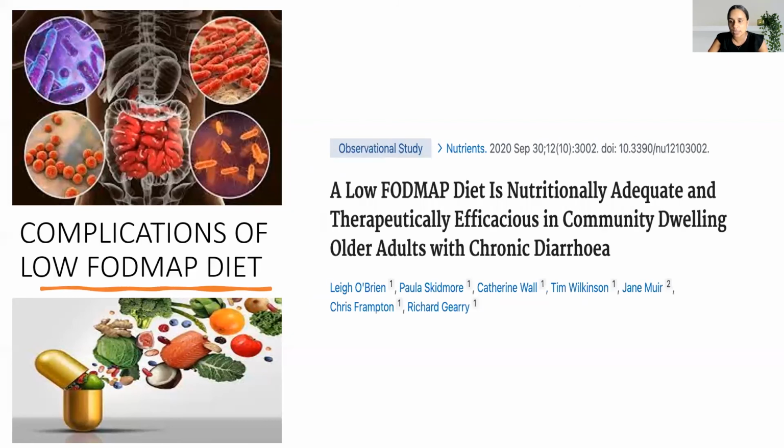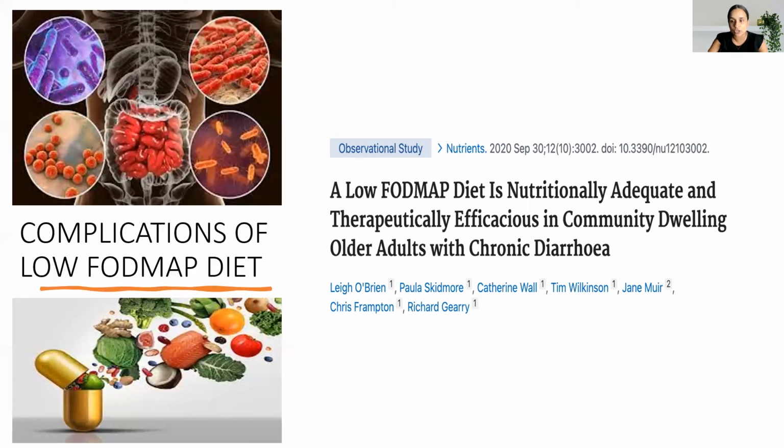Despite this, overall adult studies have concluded that a low FODMAP diet does not jeopardize nutritional intake when supervised by an experienced dietitian. There was a prospective study of a dietitian-led low FODMAP diet for 18 months and it found that the low FODMAP diet was adequate in macronutrients, micronutrients, and energy intake.